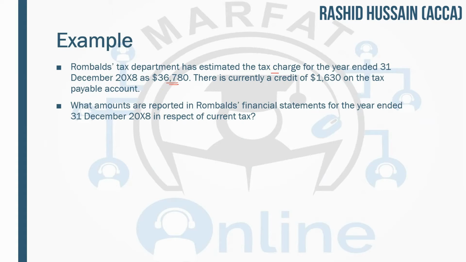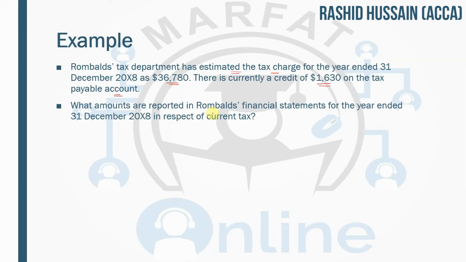Because it is written that Romble's tax department has estimated the tax charge for the year ended, that means it is the current tax provision. There is currently a credit of 1630 on the tax payable account. So you see there is a credit balance. Now, credit balance represents the over provision. And I've already told you that over provision will decrease the current year tax charge.